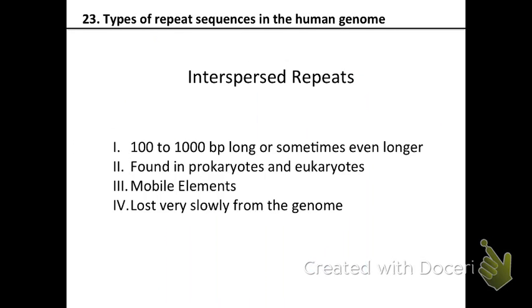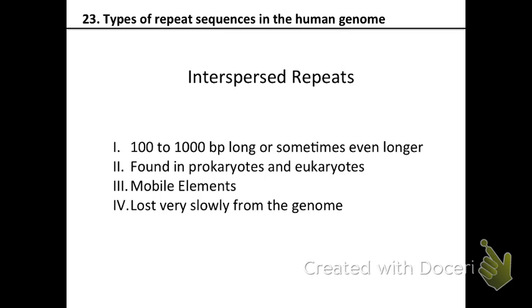So the second kind of repeats, we call them interspersed repeats. These are much longer than mini and microsatellites. They can be 100 to thousands of base pairs long, and sometimes even longer. They're found in prokaryotes and eukaryotes, so they're widely found. They're also called mobile elements, jumping DNA, or transposons. They're lost very slowly from the genome because once they get in, they hang out.